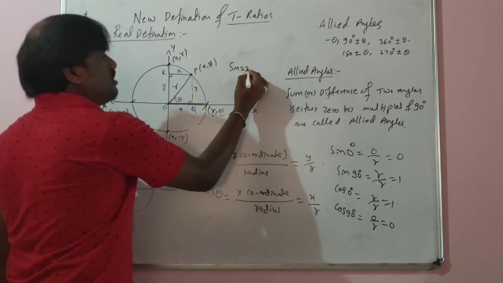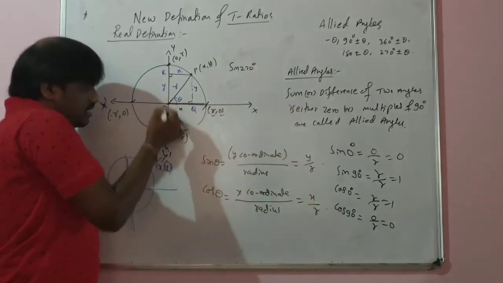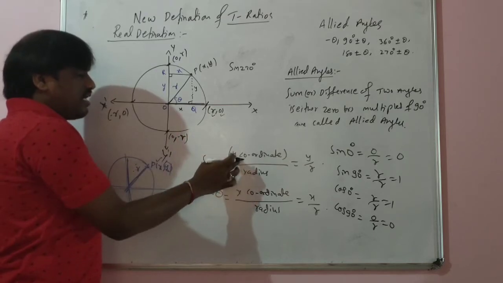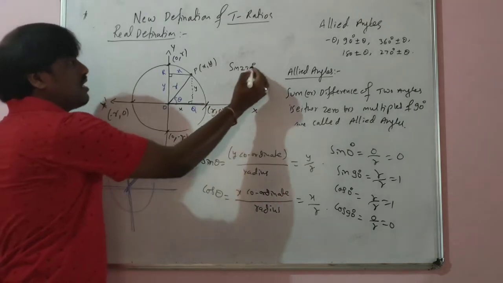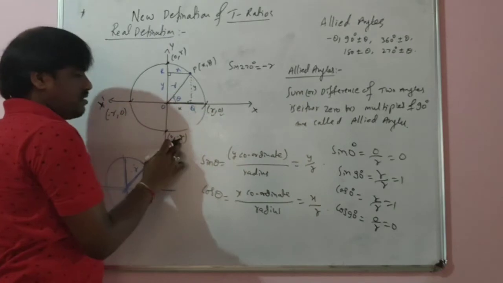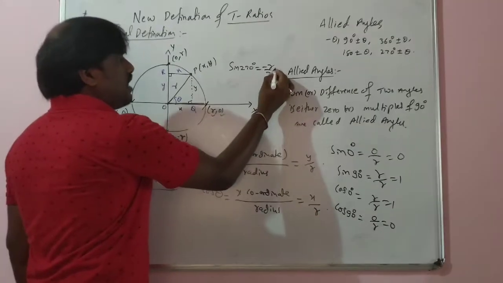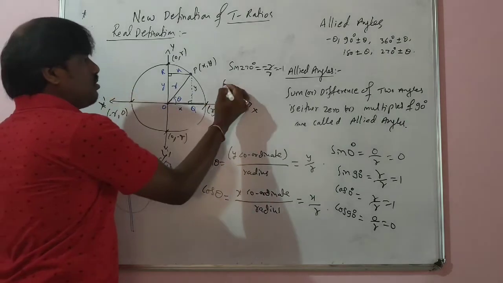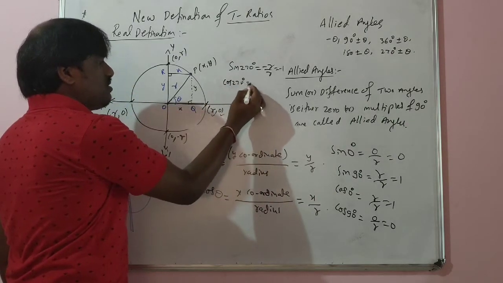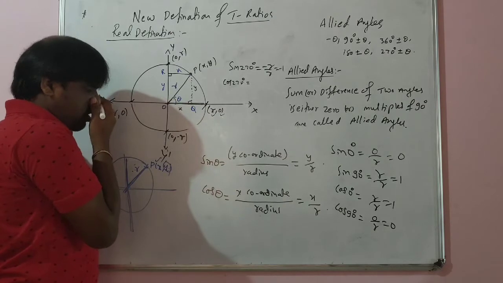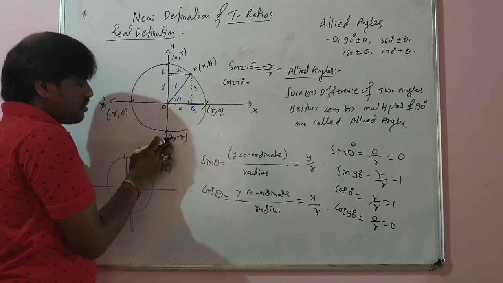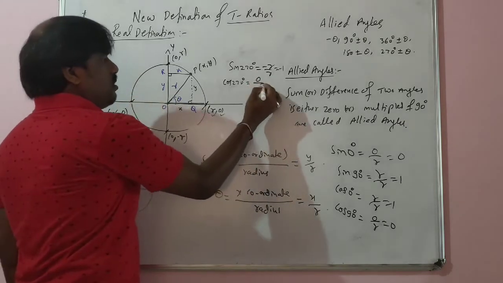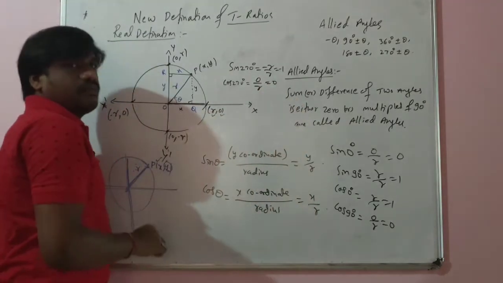Sine 270 degrees is how much? The point is 0 comma minus r. So sine theta is y coordinate by radius, that is minus r by r, which is equal to minus 1. That's what I am getting, right? Cos theta is equal to what? Cos 270 degrees is equal to what? X coordinate. X coordinate is what here? X coordinate is 0, right? 0 by radius, 0 by r is equal to 0. That's what I am getting.